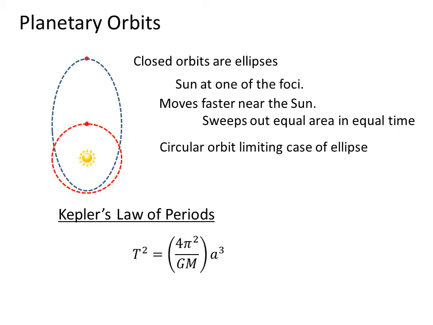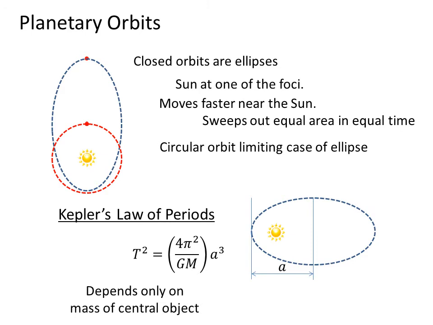That says that the period of the orbit squared is equal to the quantity 4 pi squared divided by the universal gravitational constant G, divided by the mass of the central object, in this case the Sun, times a cubed. A is the length of the semi-major axis of the ellipse. As shown here, if the orbit were circular, a would be the radius.